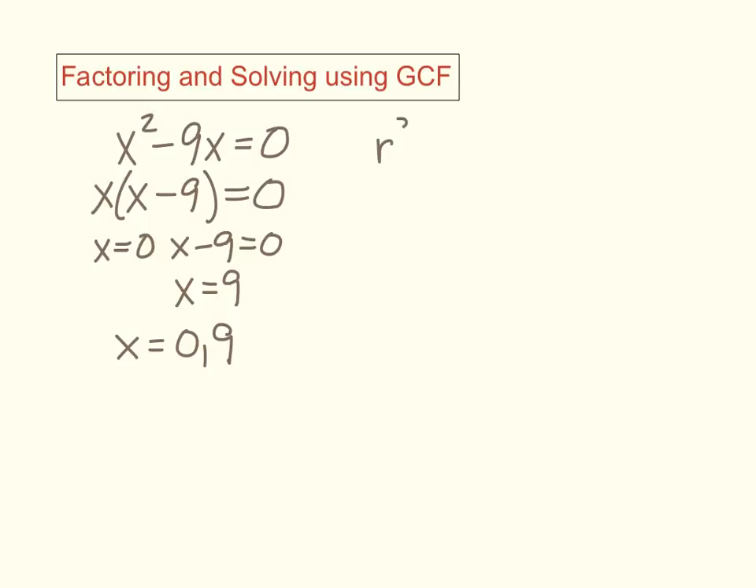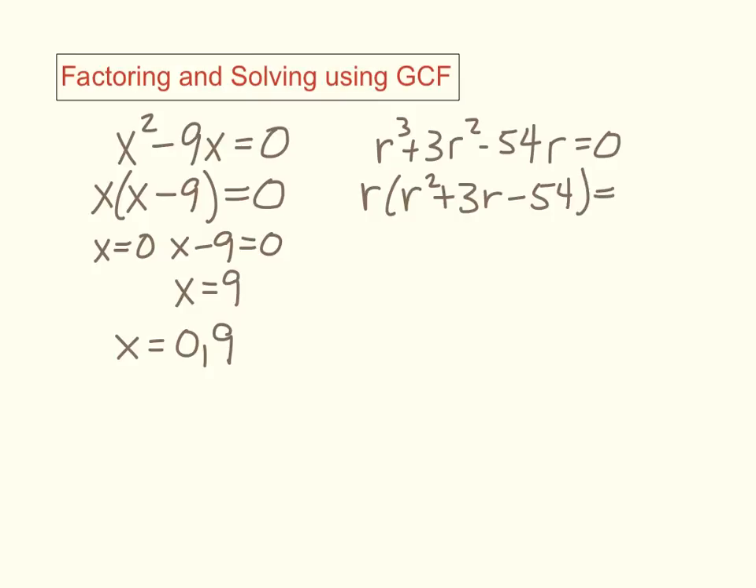If I had r cubed plus 3r squared minus 54r. Now I have a cubic term, and that means that I'm going to have three answers. And what I should notice, and what you should notice, is each of these three terms has an r in them. So if I factor out an r, I'm left with r squared plus 3r minus 54, and that's in parentheses.